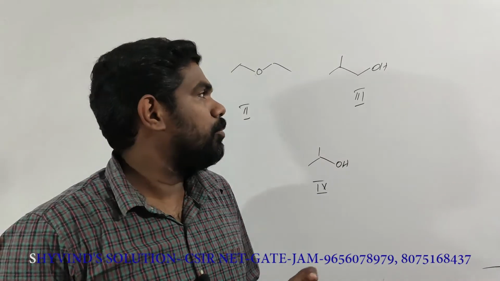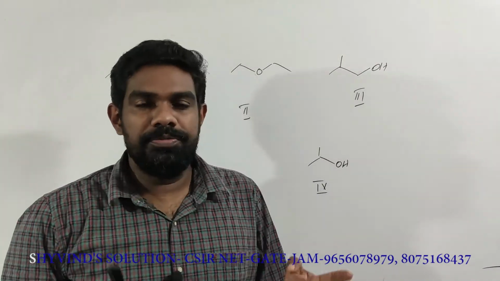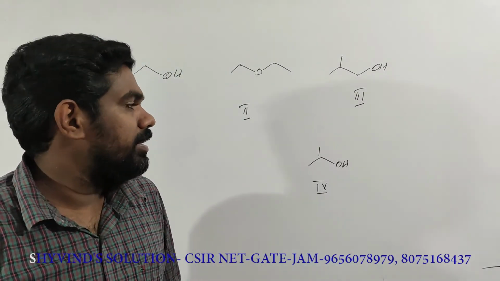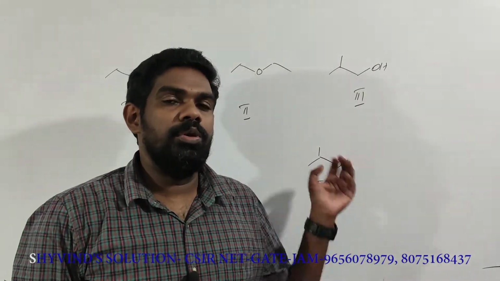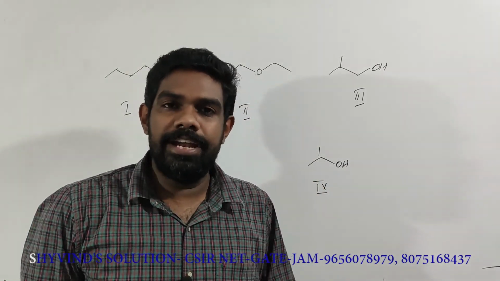So these are the molecules given. We should arrange these molecules in increasing order of boiling point. What is the factor which influences the boiling point of these alcohols or ethers? The thing is hydrogen bonding.